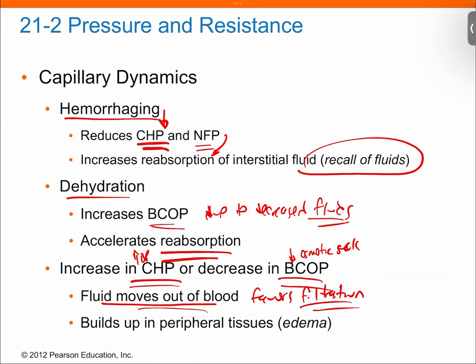And if that's the case, if it favors too much filtration, if filtration is too strong and out of balance with reabsorption, then what's going to happen is you're going to build fluids up in your tissues, and that is swelling. That'll swell up your tissues, and that's called edema.